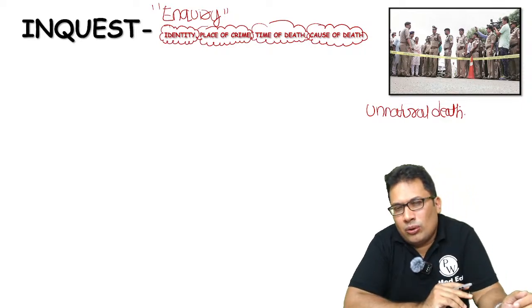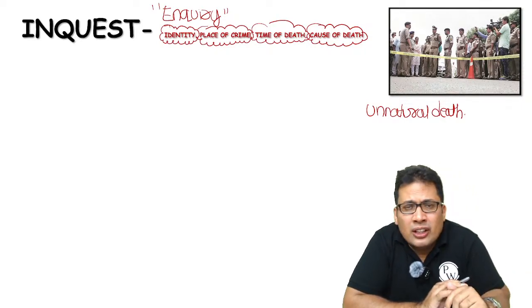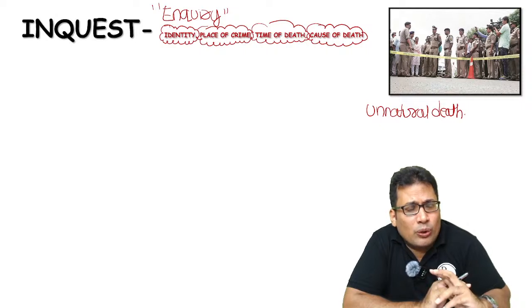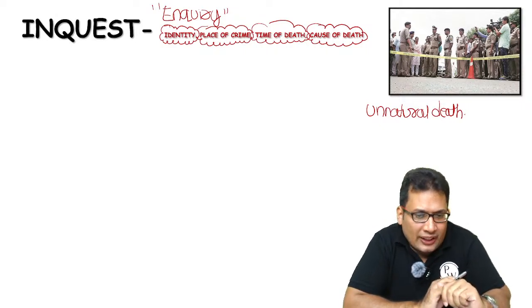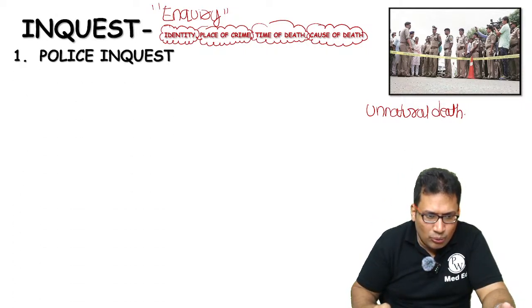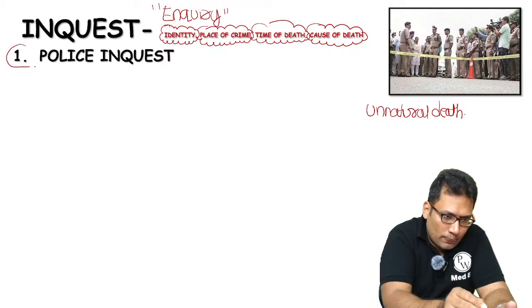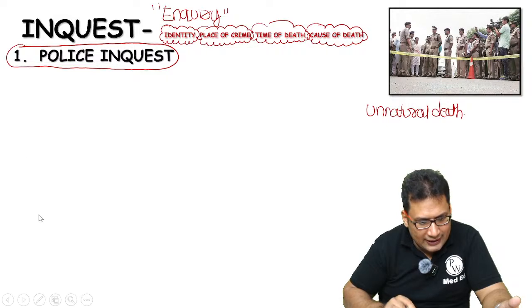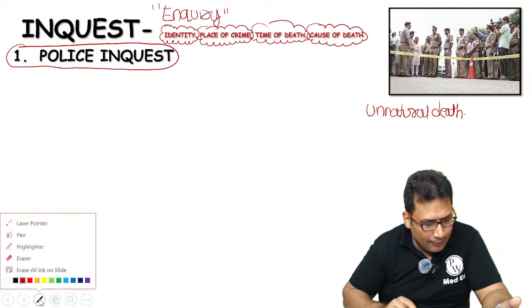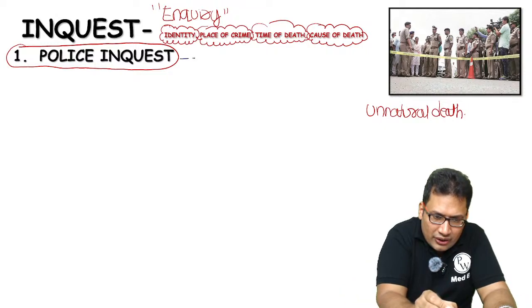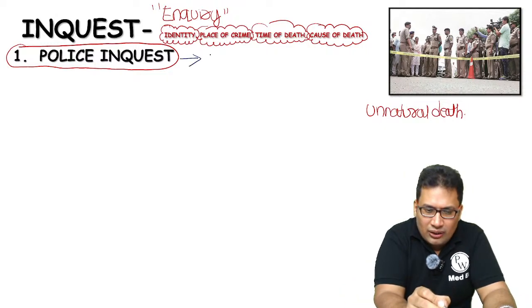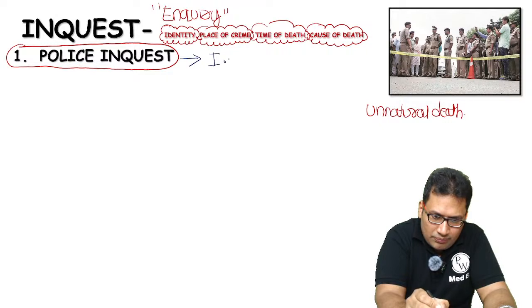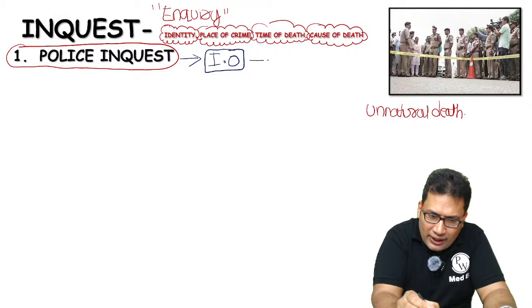So, there are four or five types of inquest, but in India only there are two types of inquest. One is the police inquest, second one is the magistrate inquest. So, what are types of inquest? One is the police inquest. Can you give an example in which police inquest is done? Police inquest is conducted by police officer known as investigating officer, IO, which is the commonest inquest in India.